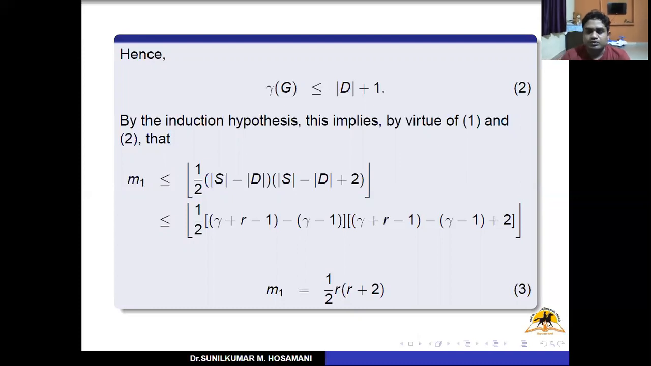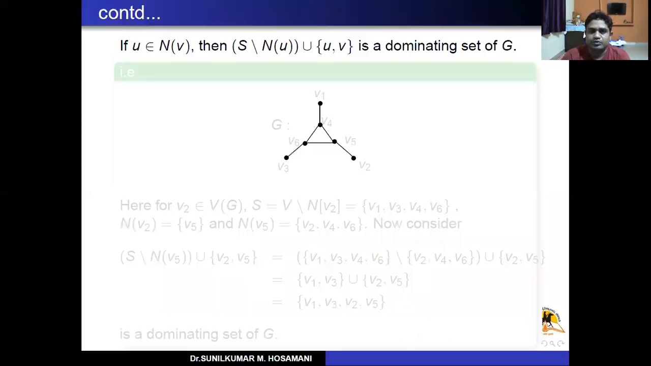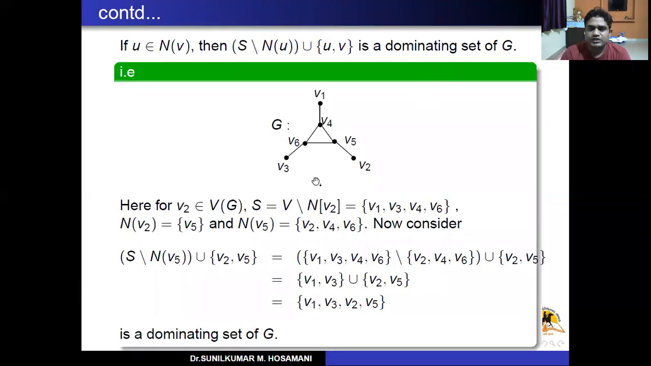So now look at M2. Now look at the number of edges present in M2. For that, let U be a vertex which is present in the open neighborhood of V. Then S minus the open neighborhood of U, union UV, is a dominating set of G. So for this graph, for this vertex V2, we have constructed a set S here, and the open neighborhood of V2 is V5, and the open neighborhood of V5 is V4, V6, and V2.